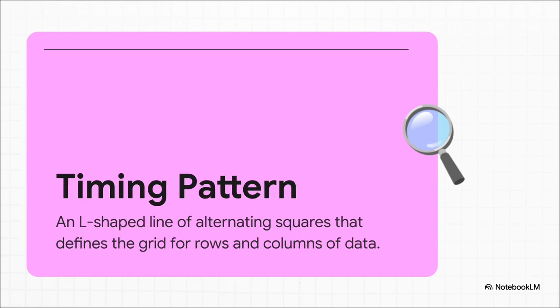And connecting those big anchor squares, you'll see two lines made of alternating black and white boxes. That's the timing pattern. It basically works like grid lines on a map, telling the scanner how big all the little data squares are so it knows exactly where to read.